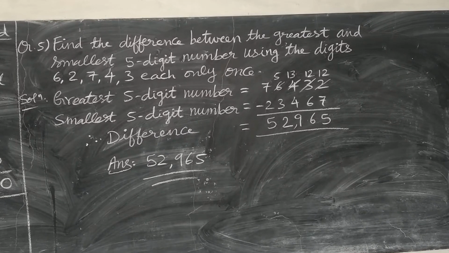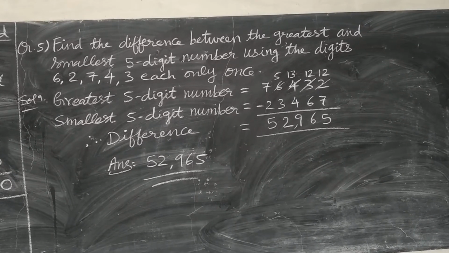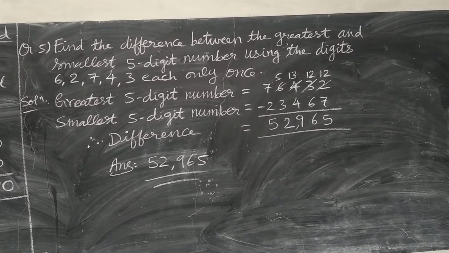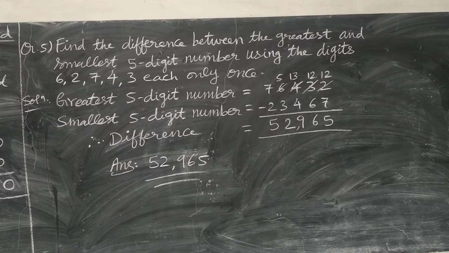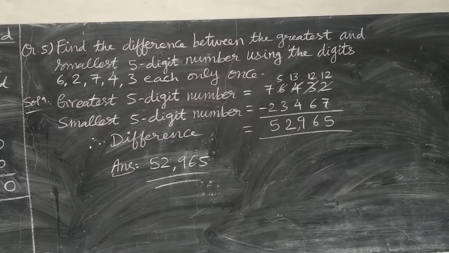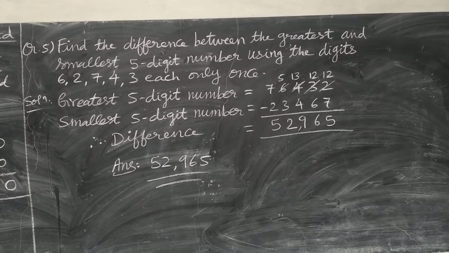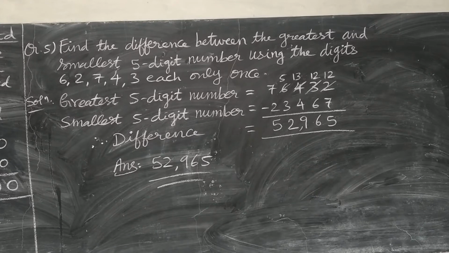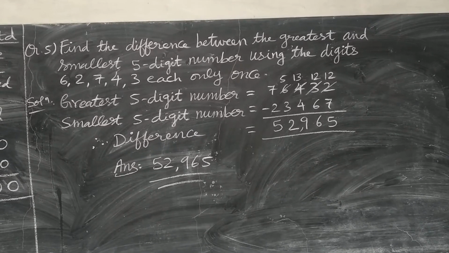Already you have borrowed 1. It is 2. Now 2 minus 6 you cannot do. So from hundreds place, 4 is there, from 4 you have to borrow 1. So in tens place 2 will become 12. 12 minus 6, 6. In hundreds place 4 was there. You have borrowed 1. It is now 3. 3 minus 4, can you do?